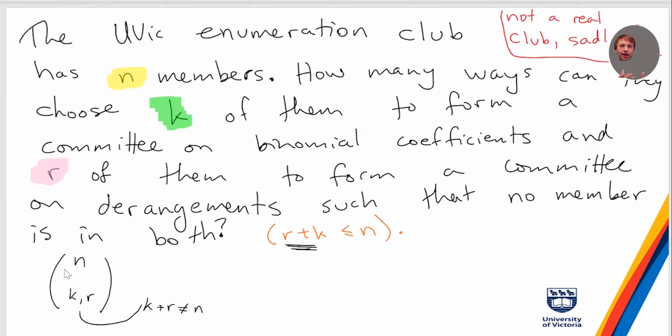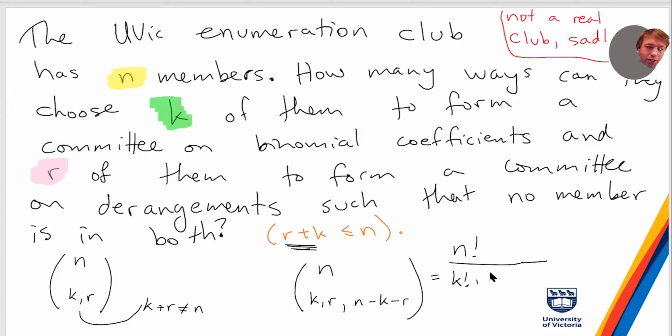You've got two types of people, the ones in the first committee and the ones in the second. But actually, we've got three types of people: the people in the first committee, the people in the second committee, and the people who are in no committee. So you have to think of all three types of people here. So the answer then is n choose k, r, n minus k minus r, which is the usual thing.